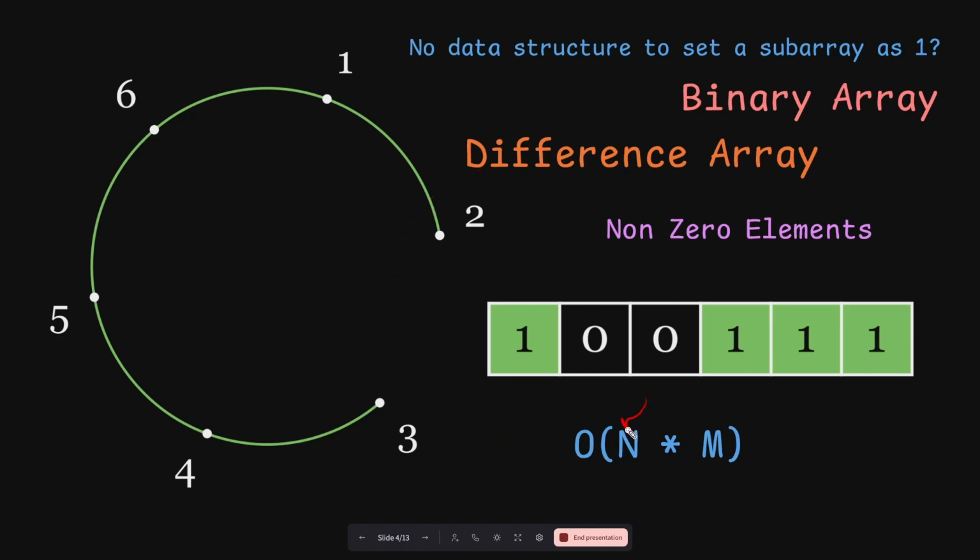So this n is for fixing the choice of the deleted edge. This m is for iterating through the friendship pairs. And for each pair, you are just querying the difference array, which is O of 1. So we have solved the problem in O of n times m by getting a bit more creative by incrementing a range instead of setting it to 1. By the way, the answer to this question is yes, there does exist a data structure that can set all the elements in a range to 1 if you are talking about a binary array. But I'll let you answer that question in the comment section below.